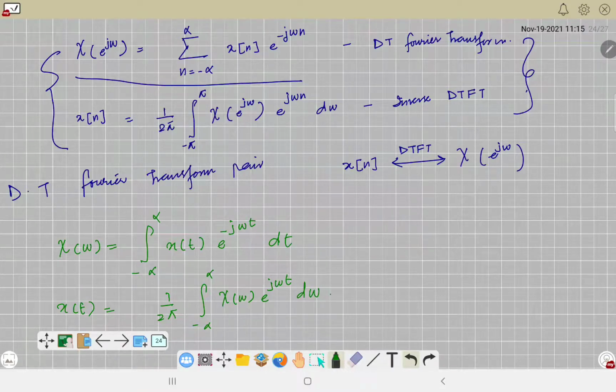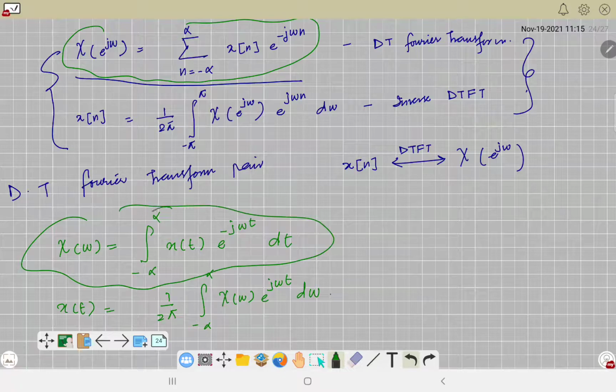So you see the transform here involves summation, meaning you will have discrete points in frequency, while here it was continuous because of the integral. Right? But for the inverse transform, here also you have the integral, and here you also have the integral. Anyways, this is just for comparison.